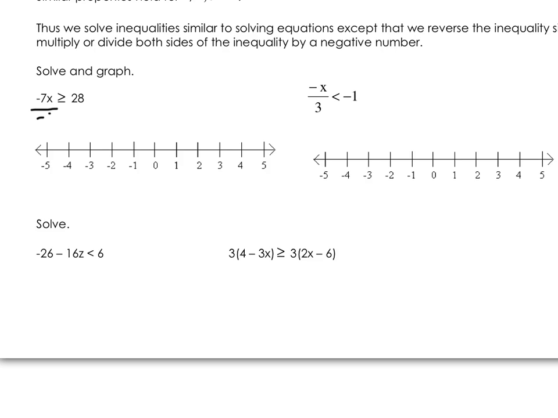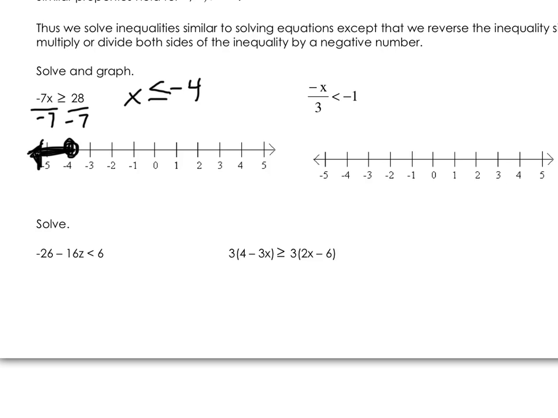So we divide both sides by a negative 7, and we get x. We just divided by a negative 7, so we have a negative 4 over here. When you multiply or divide by a negative 7, you have to reverse the direction of the inequality. So our solution then is 4 and anything less than 4.